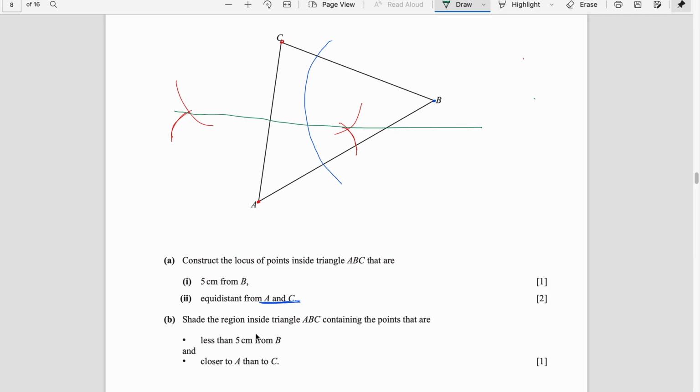B part says shade the region inside the triangle containing the points that are less than 5 centimeters from B. So that means it is within this arc towards B. Less than 5, so remember, this is within this arc. Second says it is closer to A than C. So it lies below this line. So your final answer is this region.